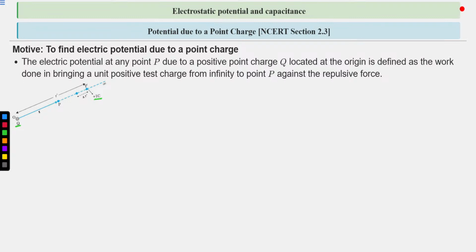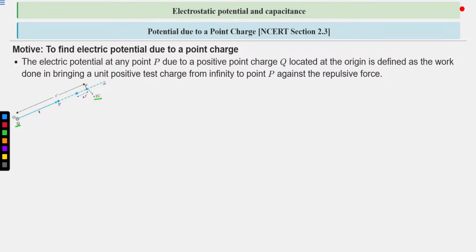Absolute potential has no significant physical significance, because this absolute potential depends on the reference point, whether we are taking the potential at infinity to be 0 or at this point O to be 0. But the potential difference doesn't depend on the reference point. It has physical significance.